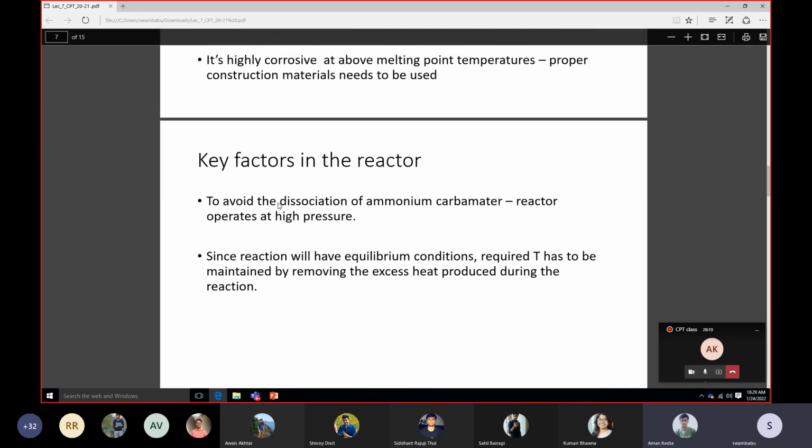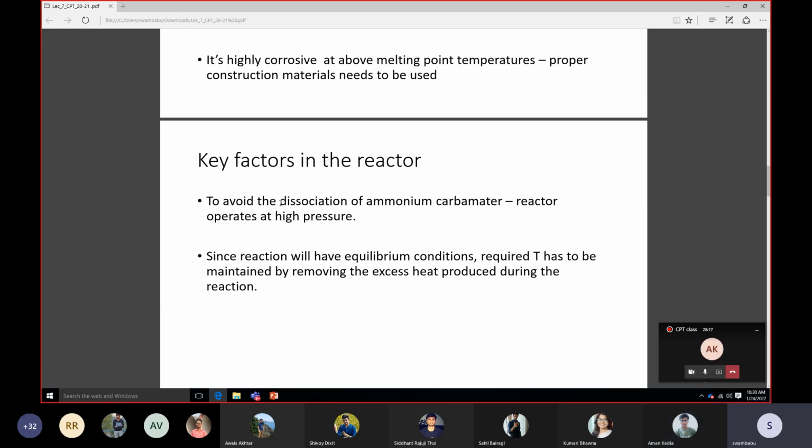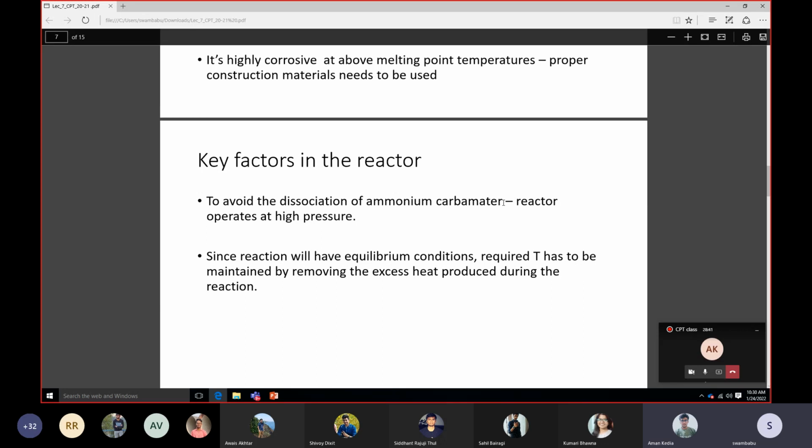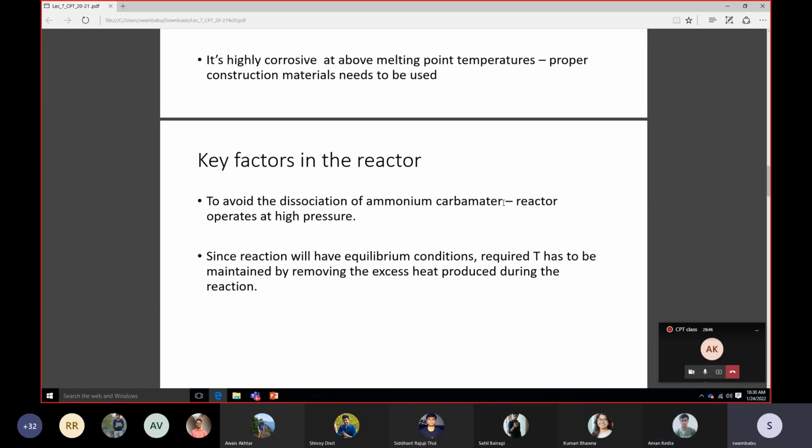So how do we find out the optimum temperature? Again, we'll go back to the thermodynamic study to find out the optimum temperature. The key factor to be maintained in the reactor is to avoid the dissociation of ammonium carbonate. Sorry, there is a typo here, the R should not be there. The reactor needs to be operated at high pressure. To avoid the dissociation of ammonium carbonate, the reactor needs to be operated at high pressure.